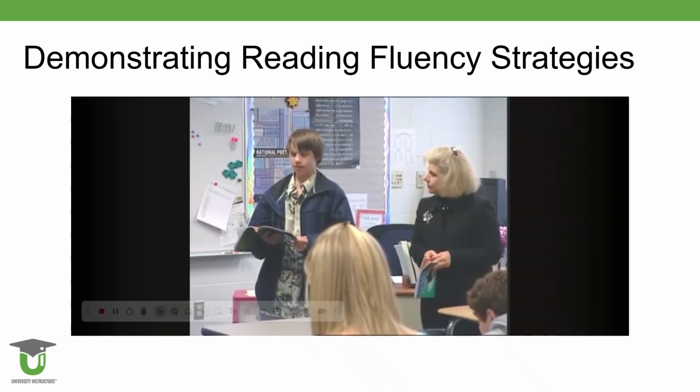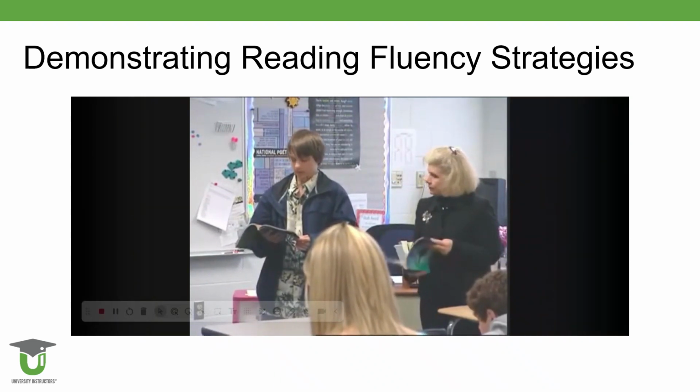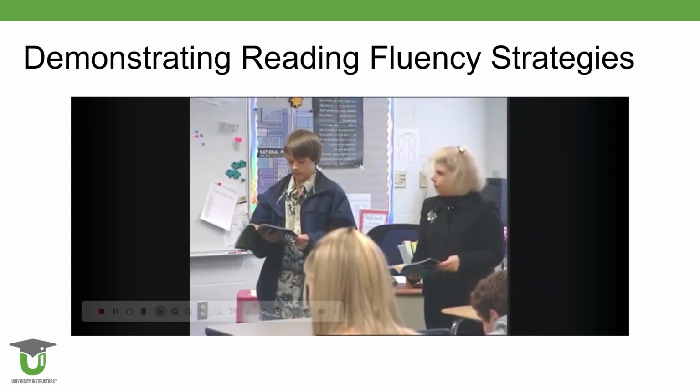As students become skilled at reader's theater, you may encourage them to act out or perform their part in a play.